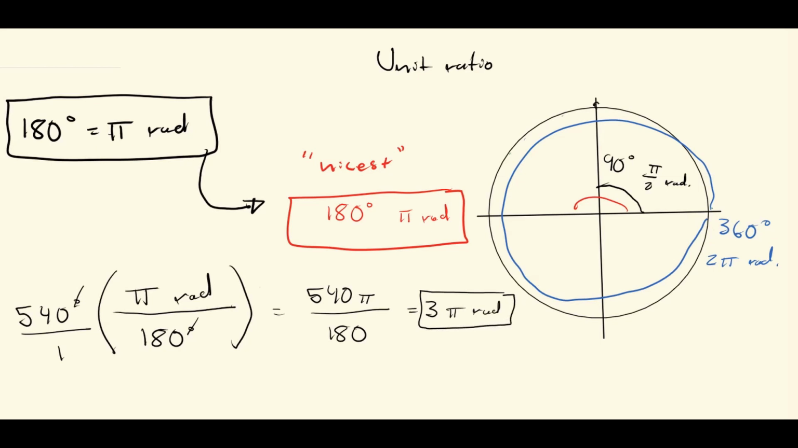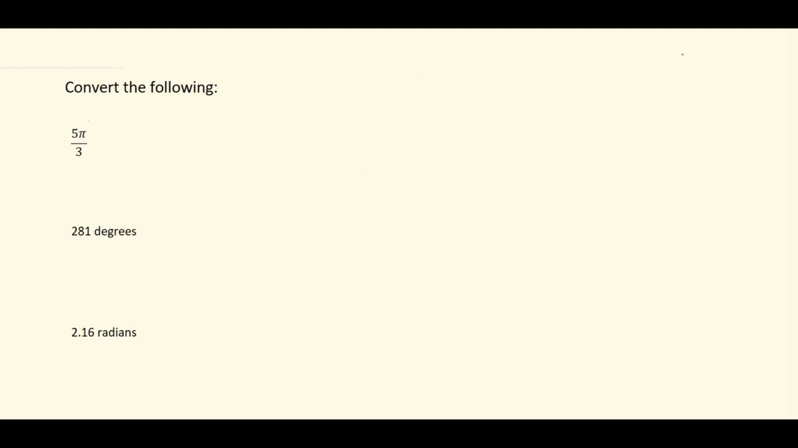All right, let's look at a few other problems. So try these out on your own, see what you guys get. All right, so the first one is 5 pi over 3. This one does not have a unit attached, and that actually means it's in radians. So if it doesn't have a unit attached or it says radians, it's in radians. If it has a degree symbol or if it says degrees, that means it's in degrees. So here we have no symbol, no unit, so it's in radians.